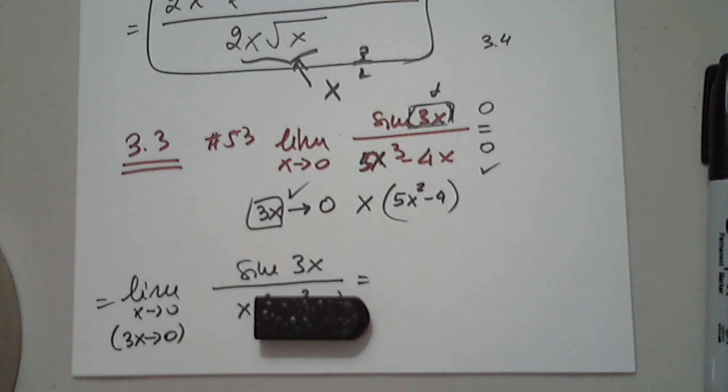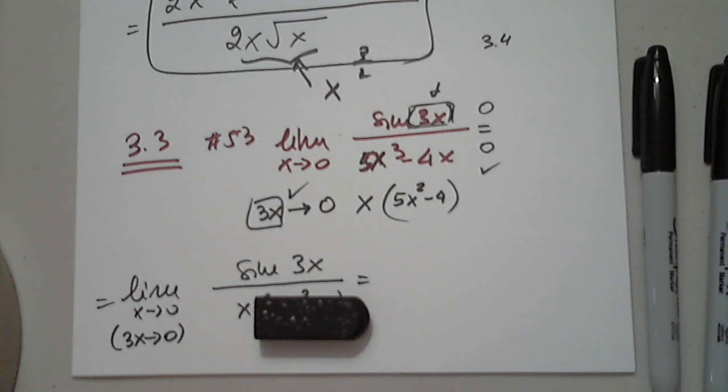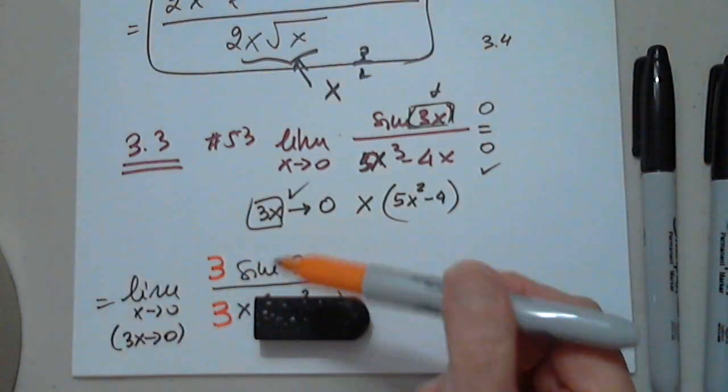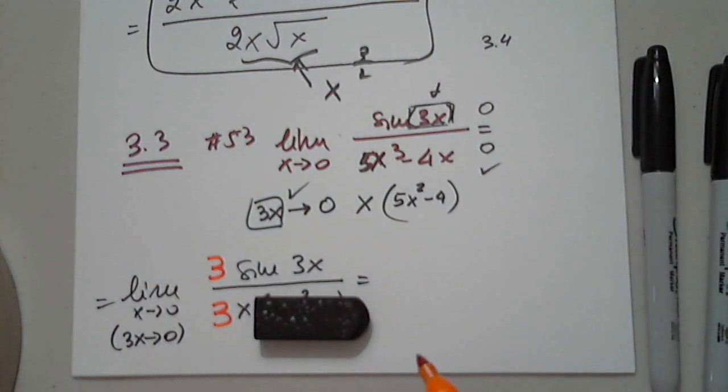One more time. What do I need to have in the denominator? Mandatory. 3x. Yes. I multiply the top and the denominator by 3, which means 1. I did not change the problem.